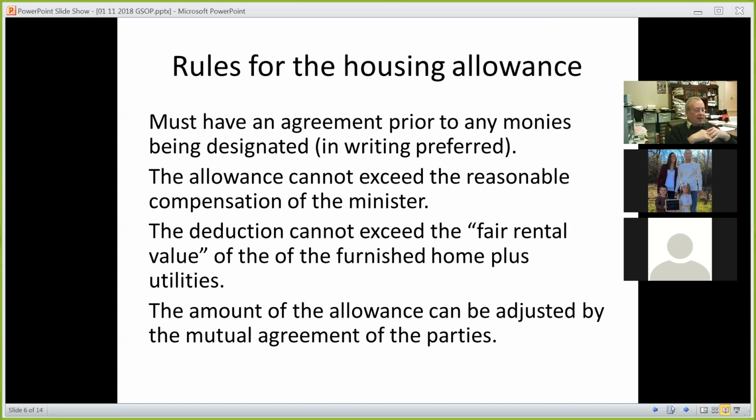The deduction cannot exceed the fair rental value of the furnished home, excuse my typo there, plus any utilities. Now, that is two of the numbers that we'll deal with. And the third number we'll deal with is the actual expense that you incurred. So the first number we deal with is the amount that was agreed to as housing allowance. The second number we have to deal with is the fair rental value of the furnished home plus utilities.